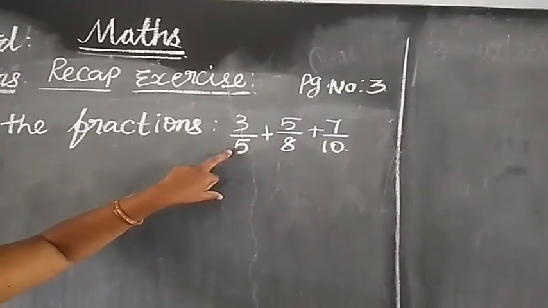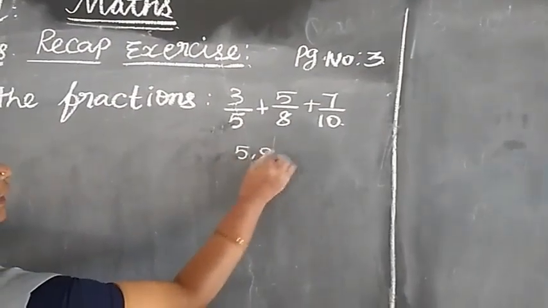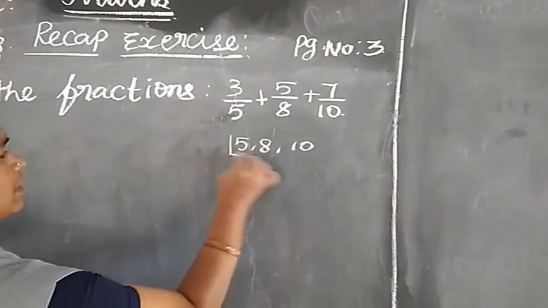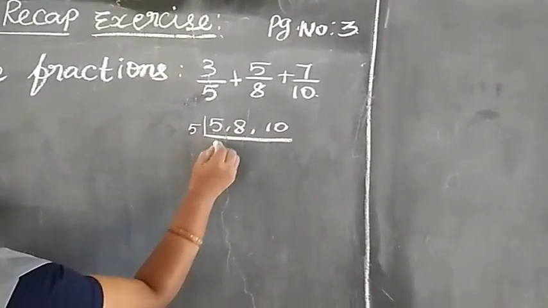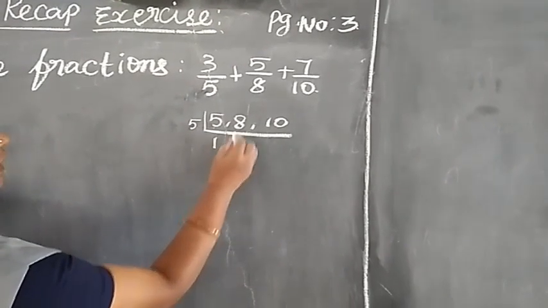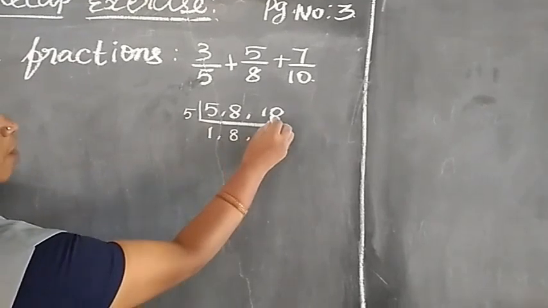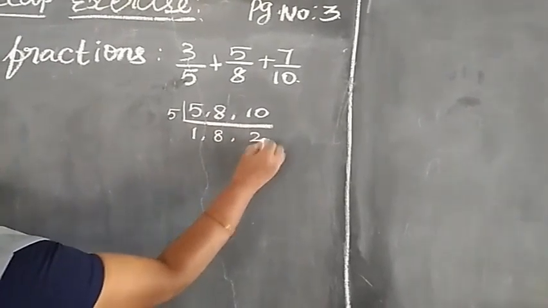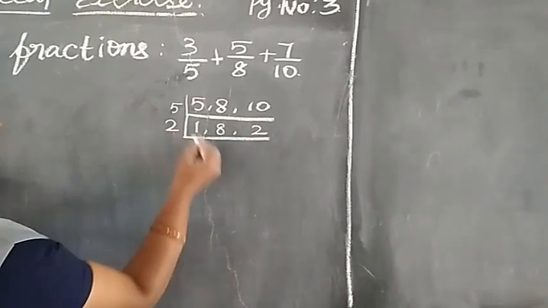So shall we find the LCM of the denominators? 5, 8, 10. Shall we divide by 5? 1 5 is 5. 8 is not divisible by 5, so you write 8. How many 5s are 10? 2 5s are 10. So once again we divide by 2.